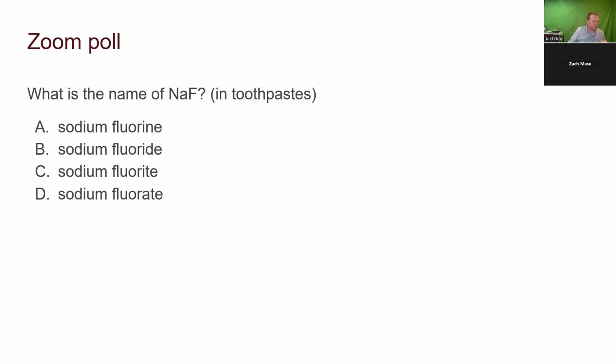I have to ask, are we expected to have these charges memorized, or are most people looking at the periodic table? That is a fantastic question.